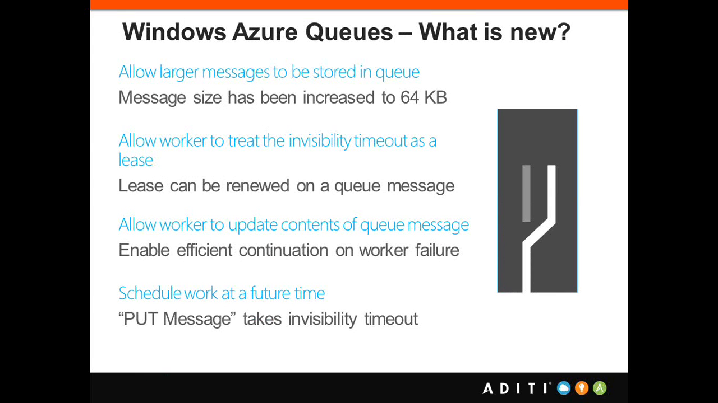So before we close this presentation, I just wanted to update you on the new things which got updated in Windows Azure queues. Earlier it was possible to have only 8 KB of message in a queue. Now they have increased the size, and now you can add 64 kilobytes of message, like the strings.